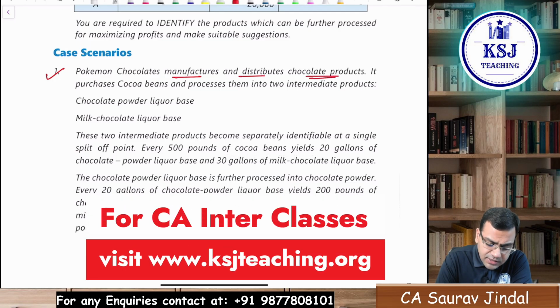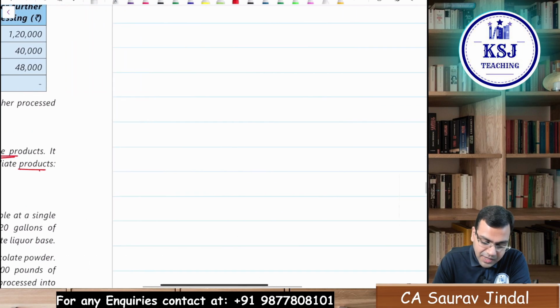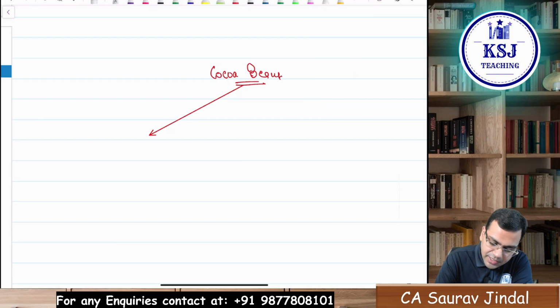It purchases the cocoa beans and processes them into two intermediate products, that is the chocolate powder liquor base and the milk chocolate liquor base, right? So what they are saying is that they buy cocoa beans, and from the cocoa beans they are manufacturing two products. What are the two products that they are manufacturing?